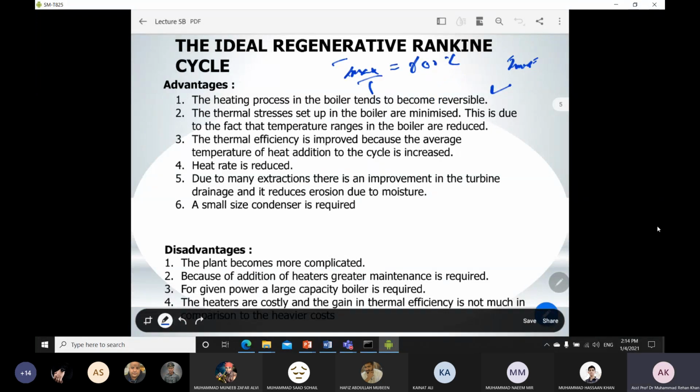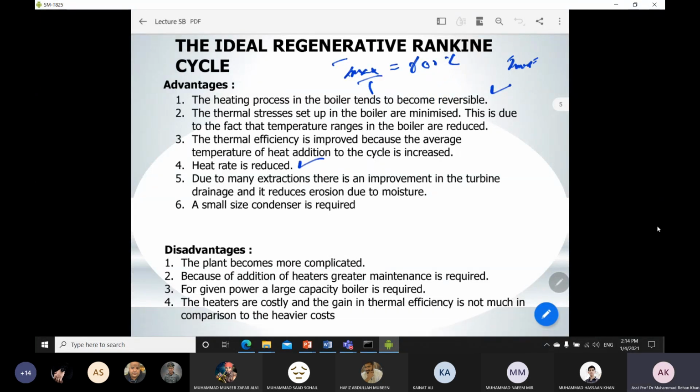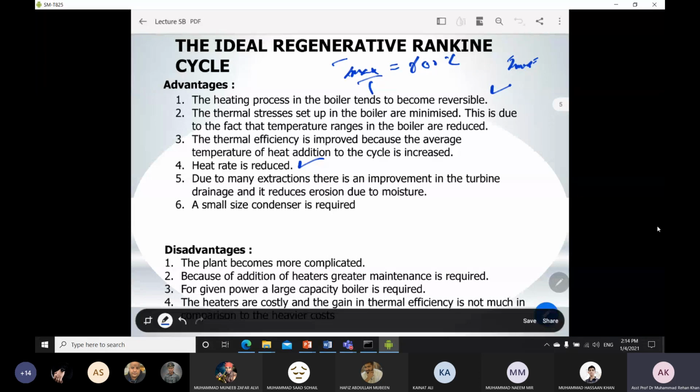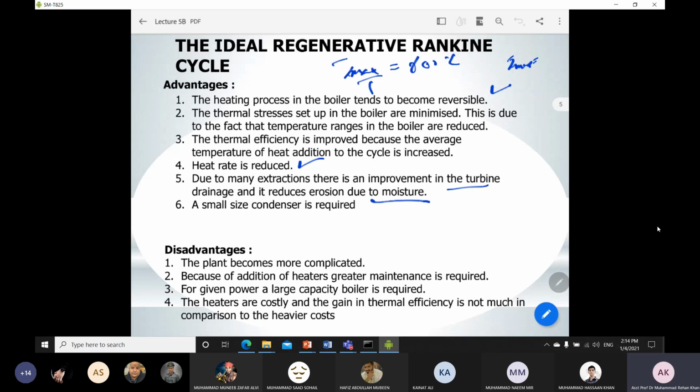Heat rate is reduced, which is a good thing. Due to many extractions, there is an improvement in the turbine drainage, and it reduces the erosion due to moisture also. And a small size condenser is required in the regeneration process.